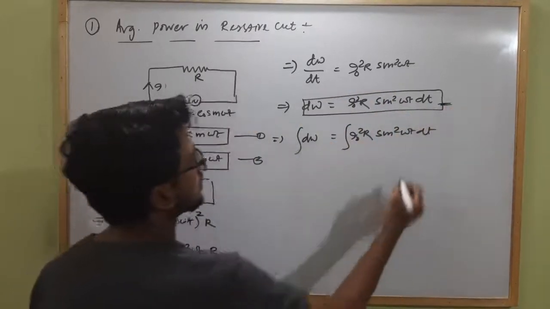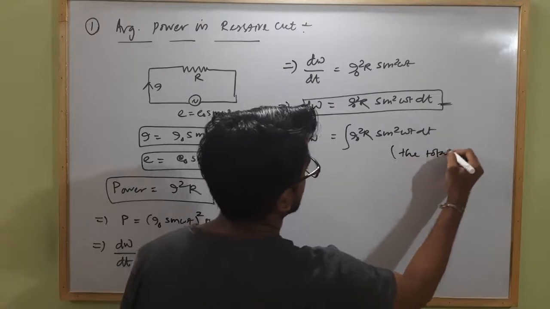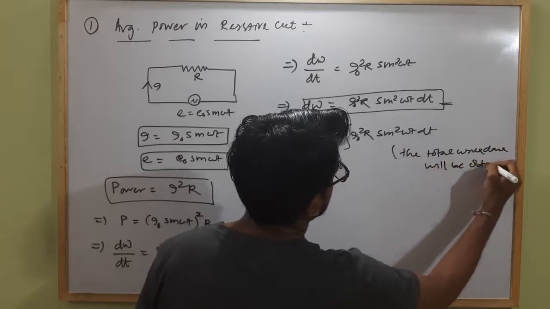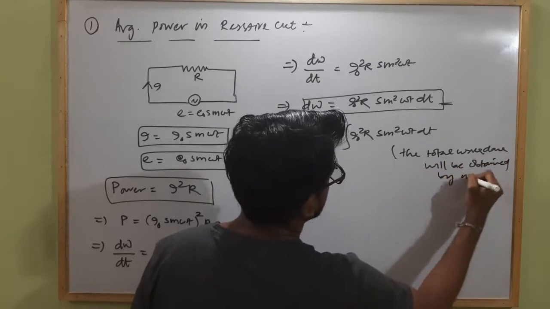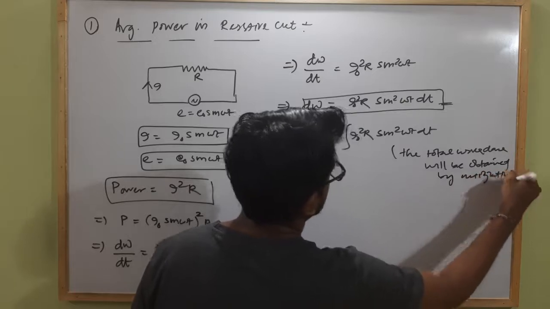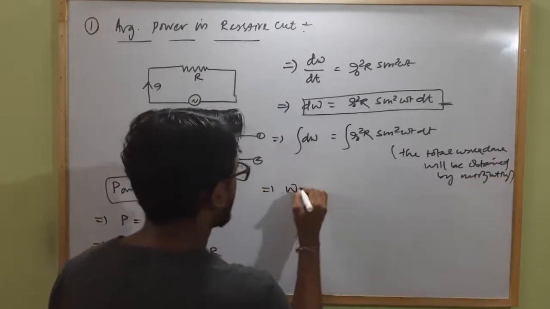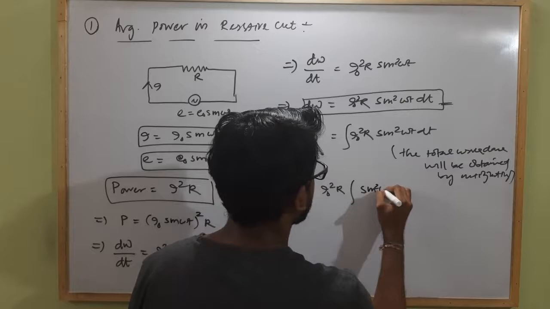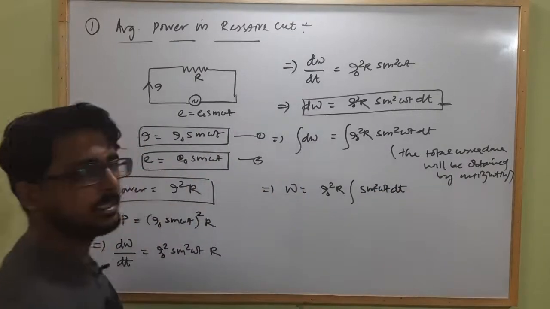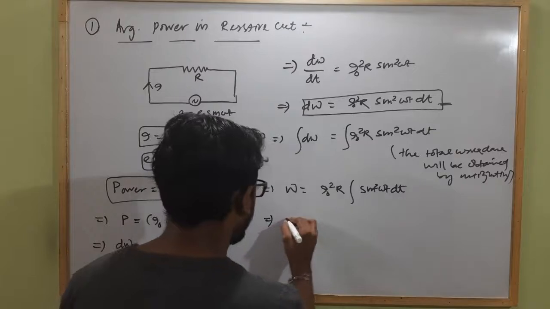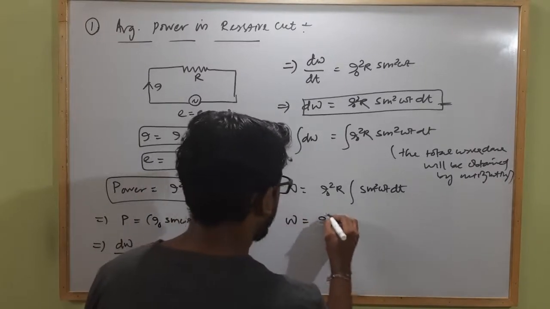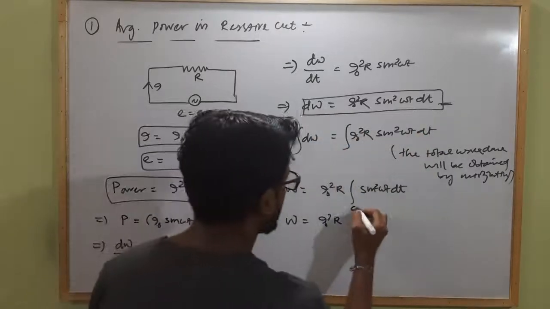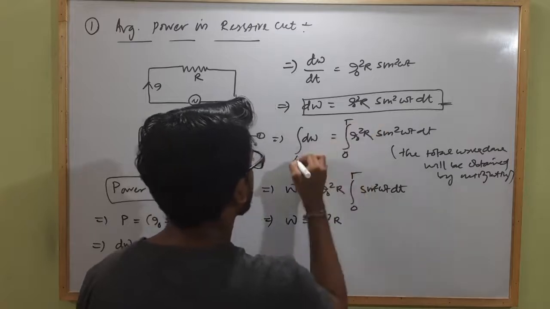So the total work done will be obtained by integrating. W will be equal to I naught square into R, which is constant, times the integration of sin square omega t dt. So the complete work done over a complete cycle will be obtained with limits from 0 to T.